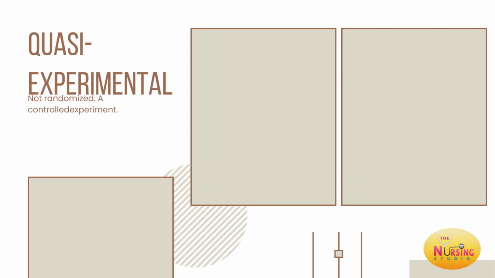Group B has been given 20 milligrams. We're still experimenting to see what the results are, but we're controlling it. But it's not just random. Quasi-experimental is not random. It's a controlled experiment. Quasi-experimental is not randomized, but it's a controlled experiment. Write that 3 times. Say it 3 times and add it as number 5 on your flashcard sheet to define quasi-experimental.